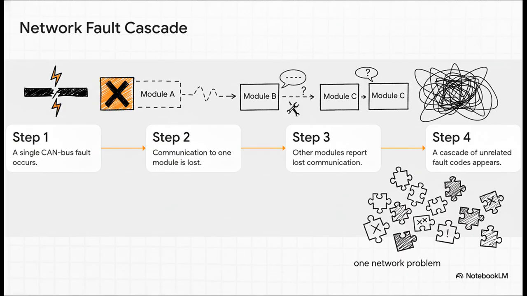And this right here is why that network knowledge is so critical. Say you get one little fault on that CAN bus highway. All of a sudden, Module A just goes dark. So what happens next? Well, Modules B and C were expecting to hear from Module A, and now all they hear is silence. So what do they do? They both throw up a fault code saying, hey, I can't talk to Module A. And boom, there's our puzzle from the beginning, a whole cascade of codes that look totally unrelated, but they all trace back to that one single network issue. If you're just guessing at this point, you're toast.